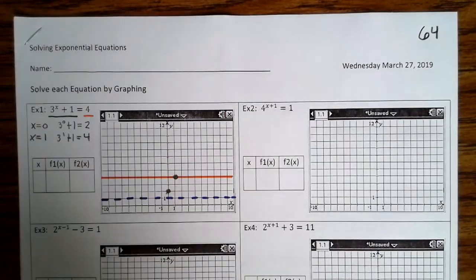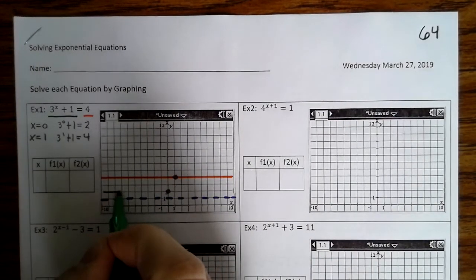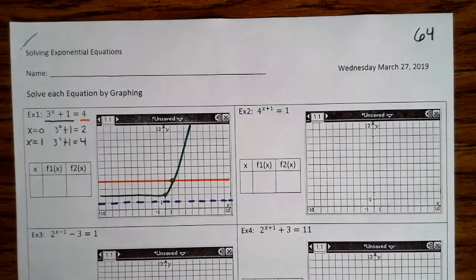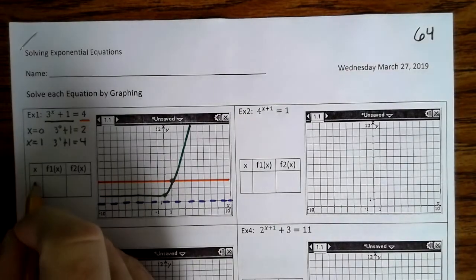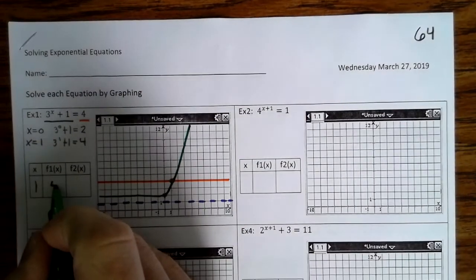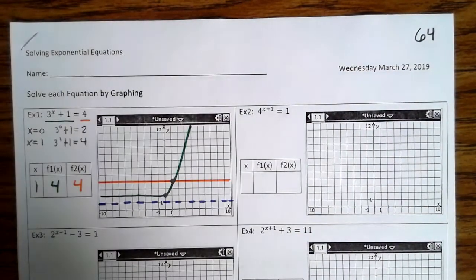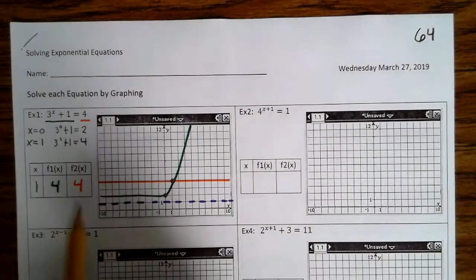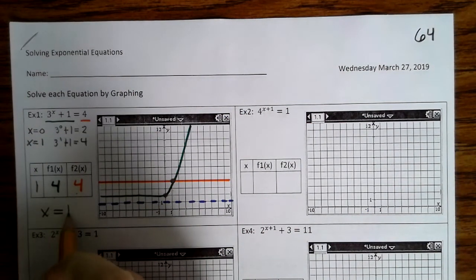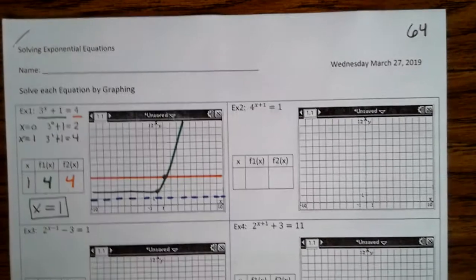Okay, so your curve for the left side is here. So when x is 1, f1 of x is 4, and f2 of x is 4. So you can see here that they have the same f of x value at 4, so your solution is x equals 1. Okay, so finish up example 1. All right, let's take a look at example 2.